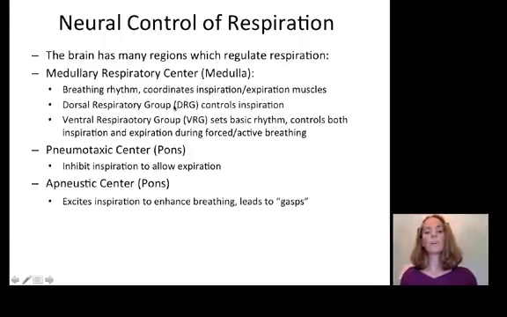There's the dorsal respiratory group, which controls inspiration, and the ventral respiratory group, which sets the basic rhythm. So this will control both inspiration and expiration during forced or active breathing. There's also a center in the pons called the pneumotaxic center, which will inhibit inspiration to allow the lungs to expire and recoil. There's another center in the pons called the apneustic center, which excites inspiration to enhance breathing. Problems with the apneustic center in the pons can lead to gasp type breathing, or apnea, sleep apnea.